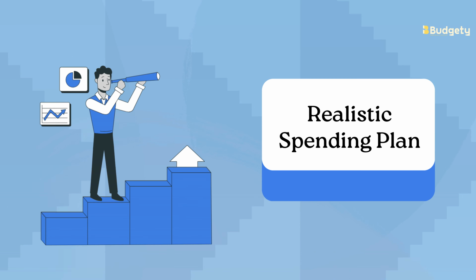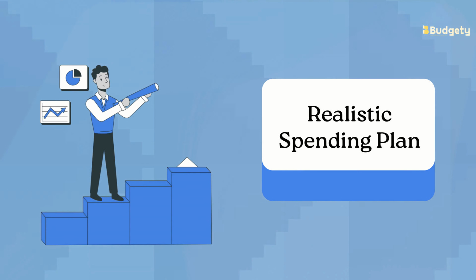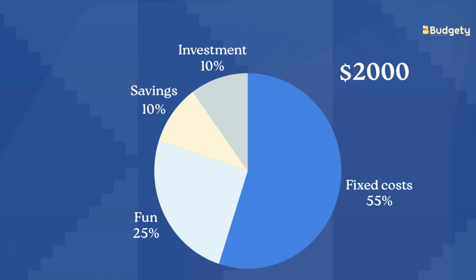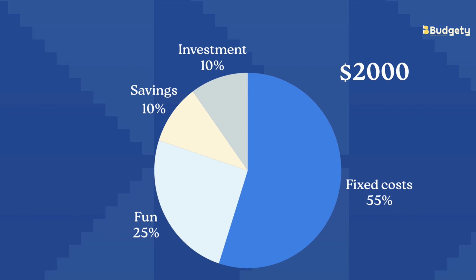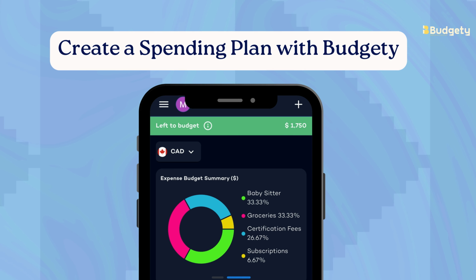So, what does a realistic spending plan look like? Here's an example of a spending plan based on income and expenses. Let's say your take-home pay is $2,000 per month. 55% goes to fixed costs: mortgage, utilities, subscriptions. 25% goes to guilt-free spending: dinner, travel, fun. 10% goes to savings goals. 10% goes to investments. This is realistic because it doesn't force extreme cuts. It just creates structure.